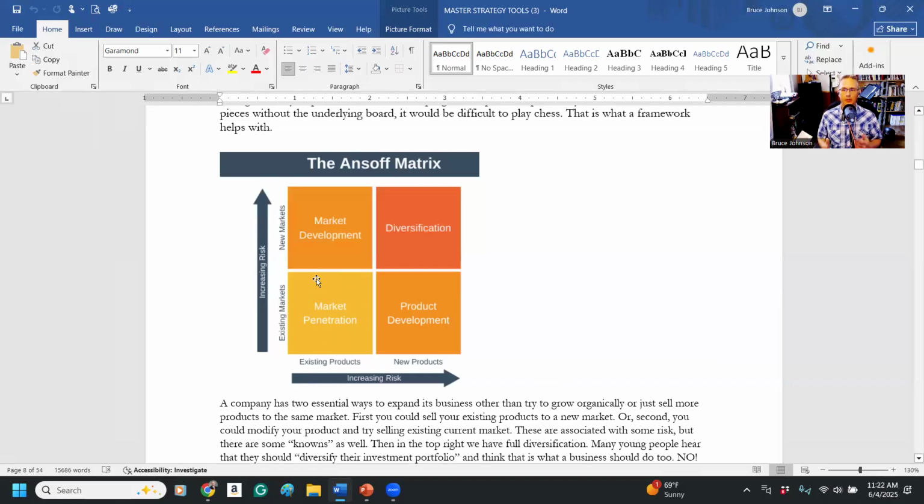That's called market penetration. So you're trying to sell the same products to the same customers. The next way we can grow is what Igor Ansoff called market development. Now, market development is you're selling the same product, but you're selling it to a new group of people. So I like to use Gillette razors.